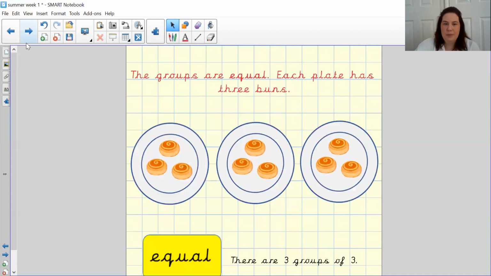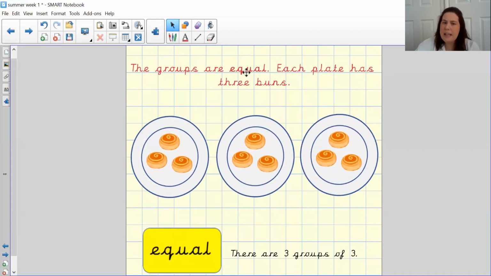Let's have a look. Well, the groups are equal. Each plate has 3 buns: 1, 2, 3 on one plate, 1, 2, 3 on the second plate, and 1, 2, 3 on the third plate. So they are equal. There are 3 groups of 3, one on each plate. Let's move on to the next one.